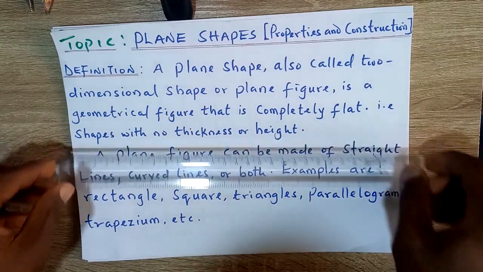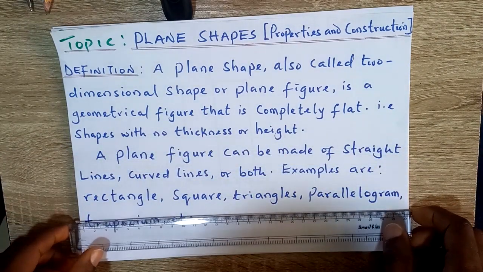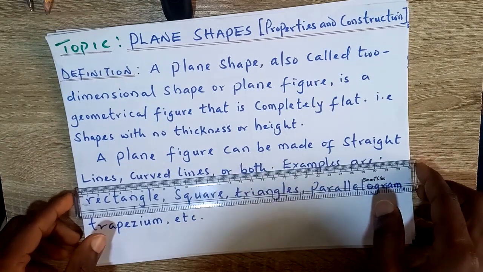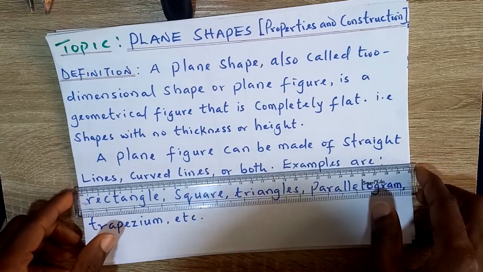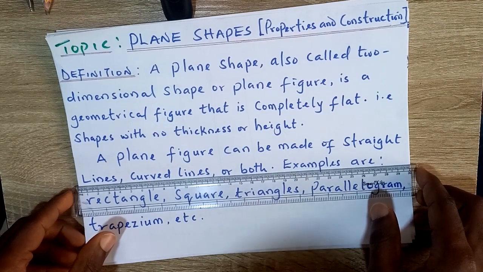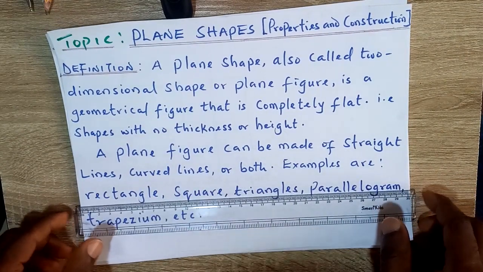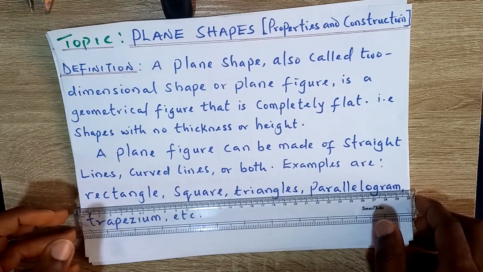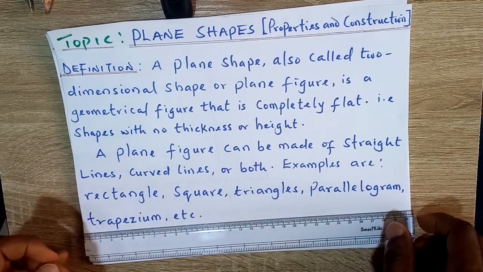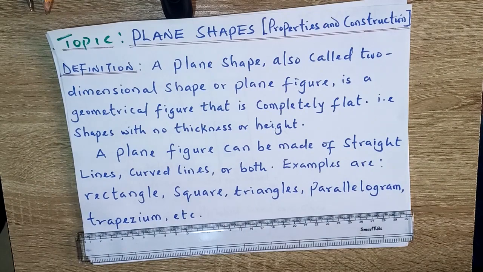Okay, a plane figure can be made of straight lines, curves, or both. So examples are rectangle, square, triangles, parallelogram, trapezium, etc.